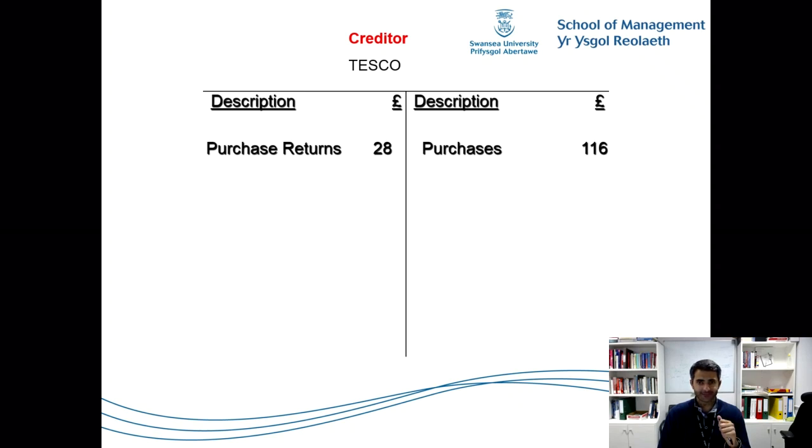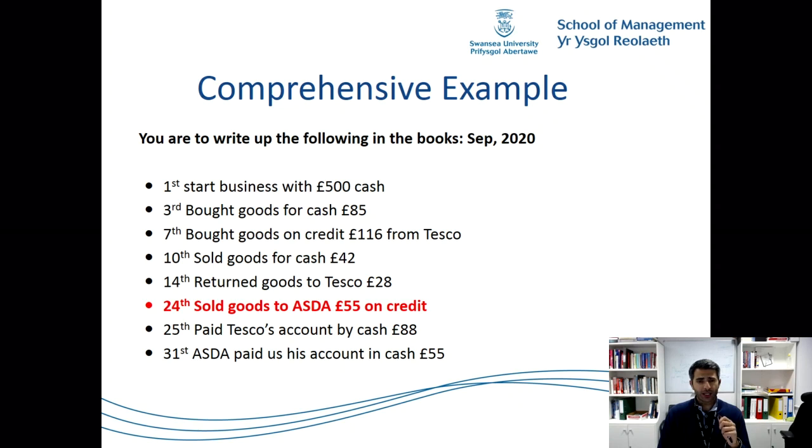Yeah. So now let's go to 24th of September. What happened on 24th of September? We sold goods to Asda, right? £55 on credit. Remember, when you sold goods, sales is involved, but you sold them on credit. So sales are made on credit. This means Asda is your debtor, a trade receivable.